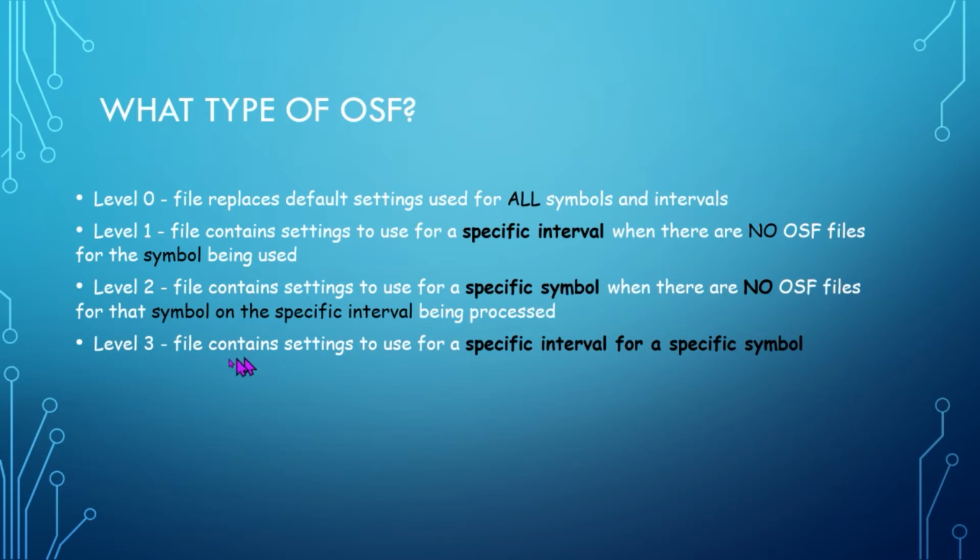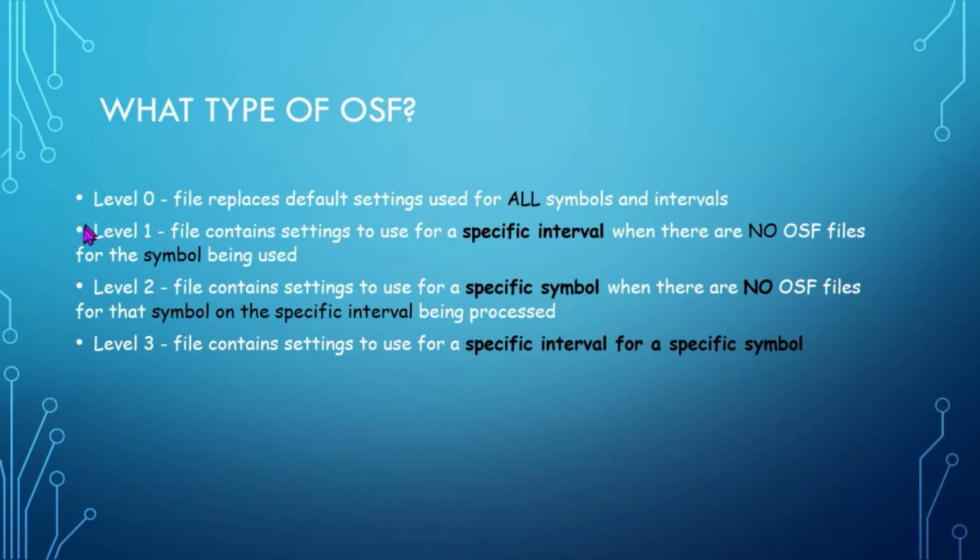So when we have a specific level 3 file, which has a specific interval and a specific symbol, that will always be loaded, even if the other files in the directory exist. So it looks for the most specific file first, which is level 3. And if there's no level 3, then it will look to see if you have a specific level 1 specific interval file or a level 2 specific symbol file.